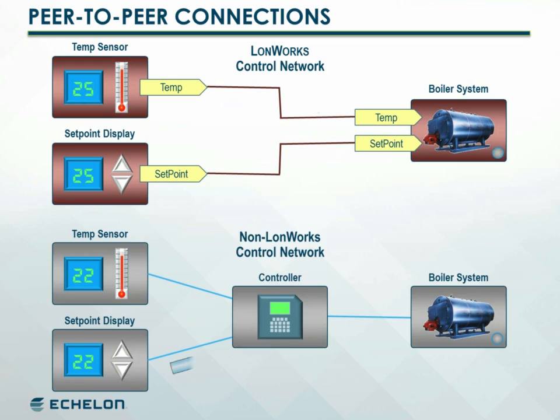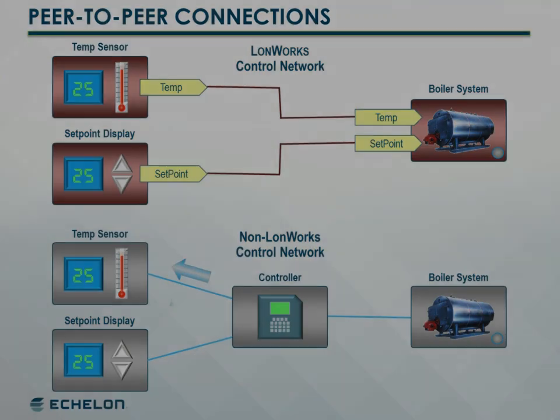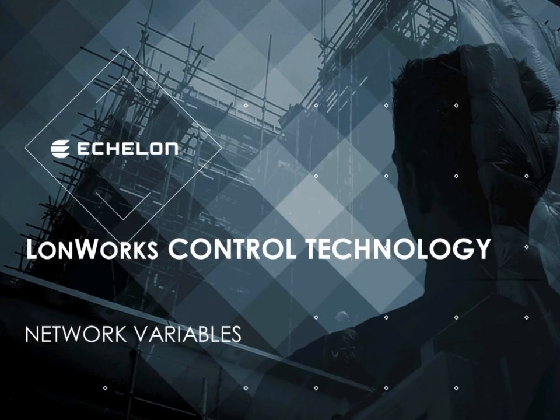The non-LawnWorks system depends on a controller to constantly poll the display and sensor for changes and then send control commands on to the boiler. This completes the Network Variables module of the LawnWorks Control Technology e-training course. The next module of the course will cover neuron chips.